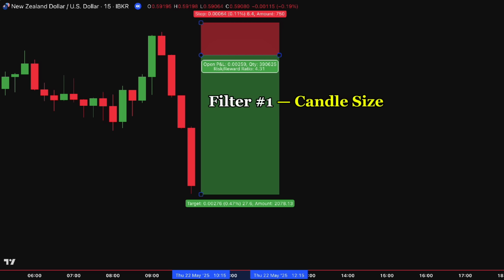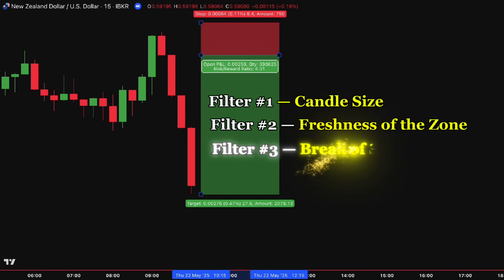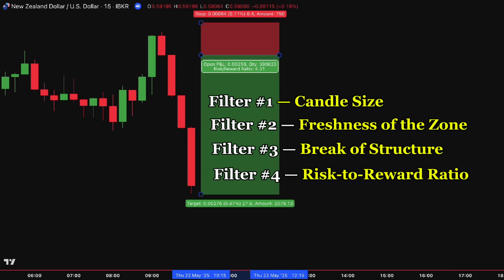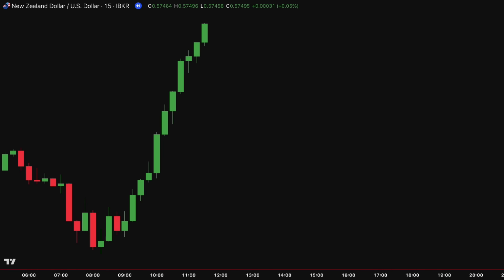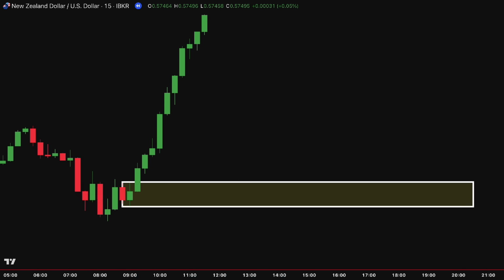So remember, big candles, fresh zones, a break of structure, and at least a 3-to-1 reward to risk. These 4 filters are your foundation for spotting only the highest quality supply and demand zones. Now it's time to put everything we've learned into action. Let's break down a real chart example and see if the demand zone in front of us meets all the criteria for a high probability setup, or if it's one we should avoid.